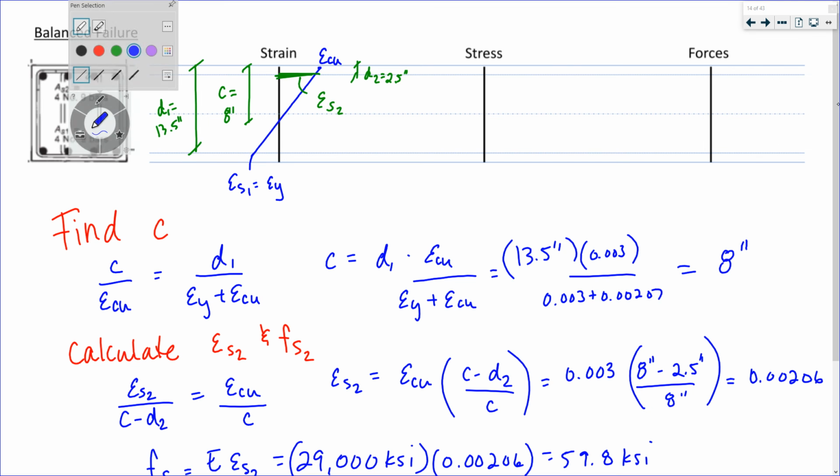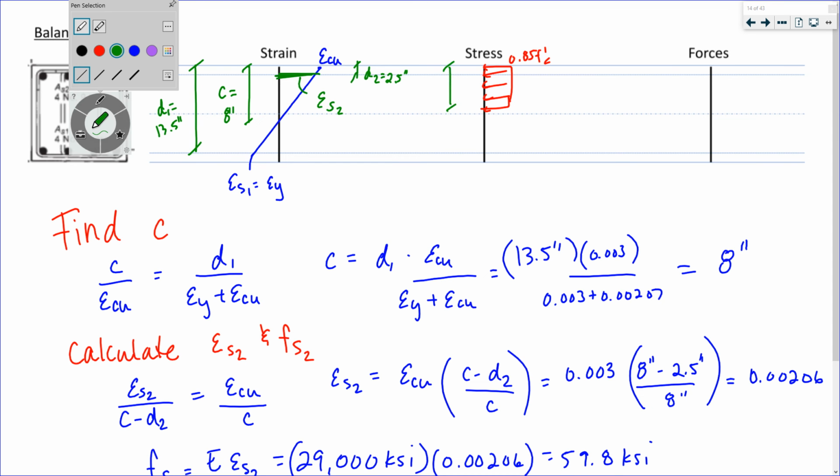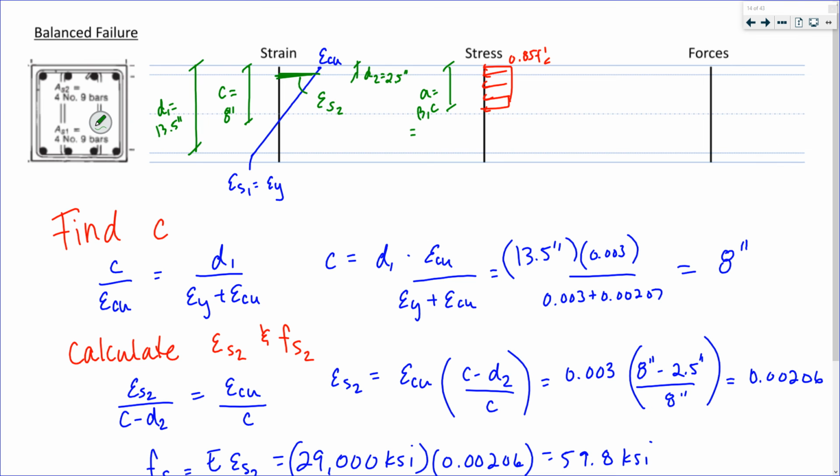So I look at my stresses associated with this. I've got my compression block over my concrete, 0.85 F prime C. It acts at a distance, depth A, beta 1 C, 0.85 times 8, 6.8, 6.79.